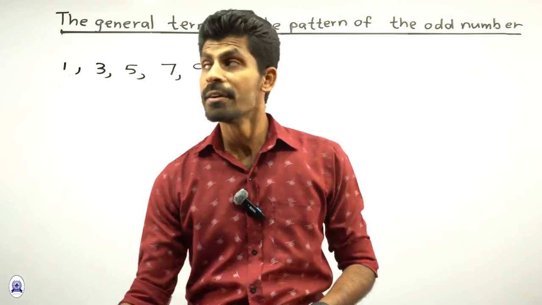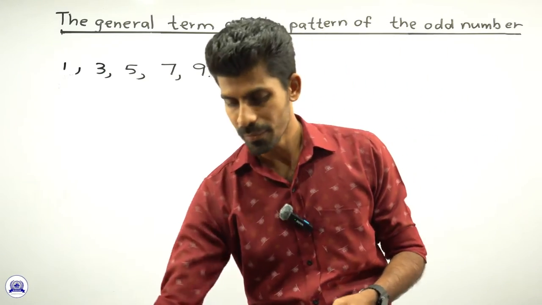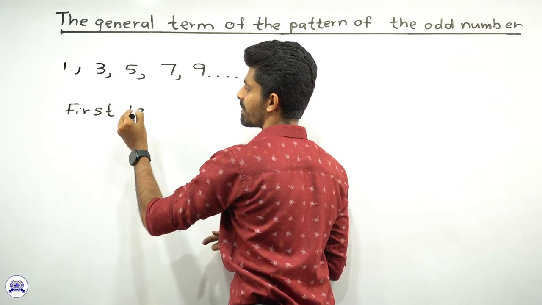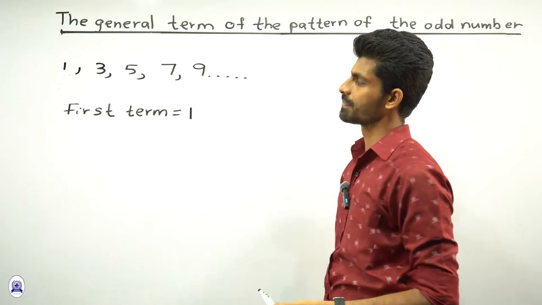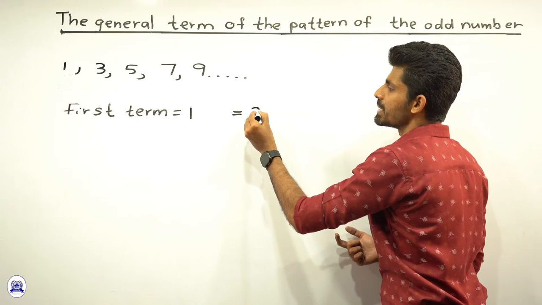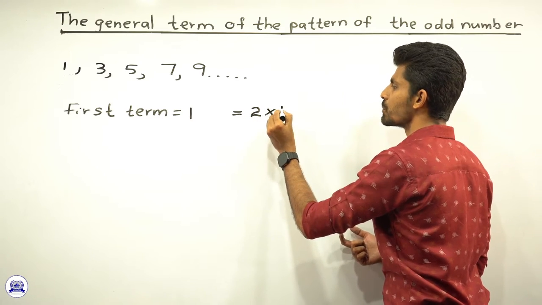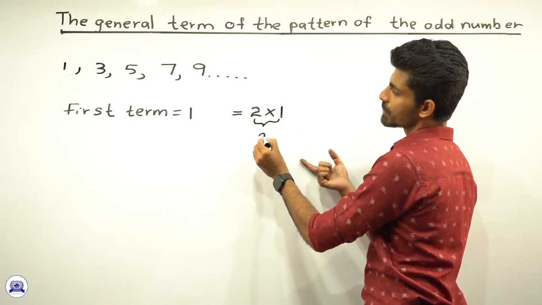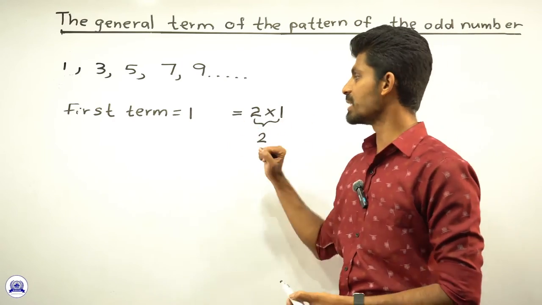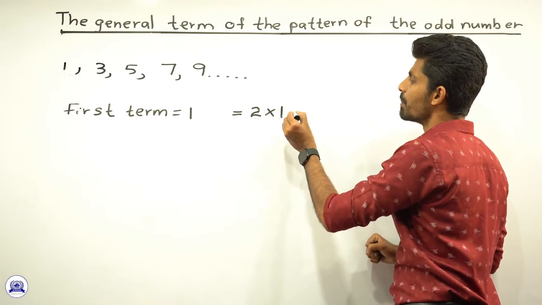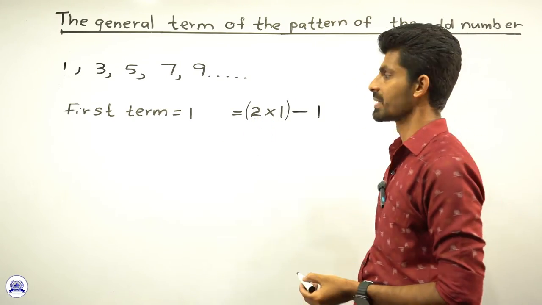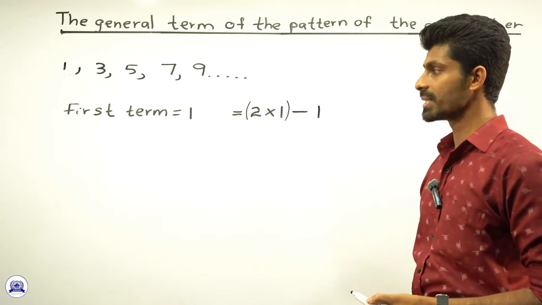Look at this one. First term equals 1. I'm just going to write down some multiples of 2. 2 into 1 equals 2, but we need 1. So that means 2 into 1 minus 1. 2 into 1 is 2, 2 minus 1 equals 1. So that is the first term.